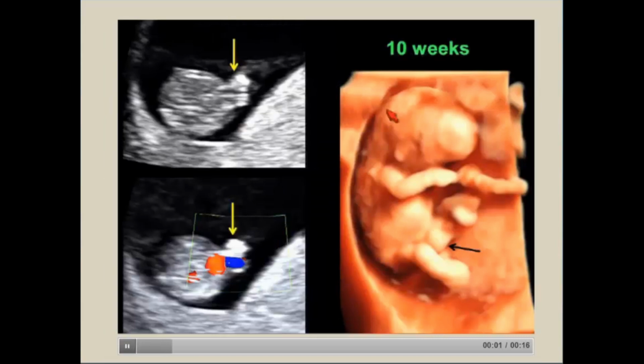Here's another one at 10 weeks gestation. We see a little bowel next to the umbilical cord here and here. Here it is on the 3D ultrasound showing that protrusion next to the cord.